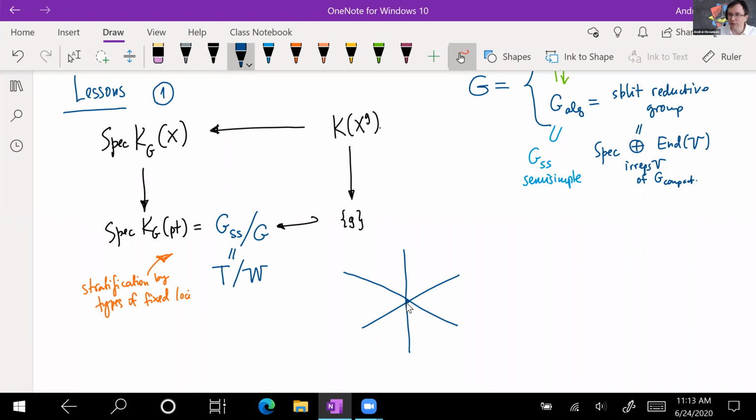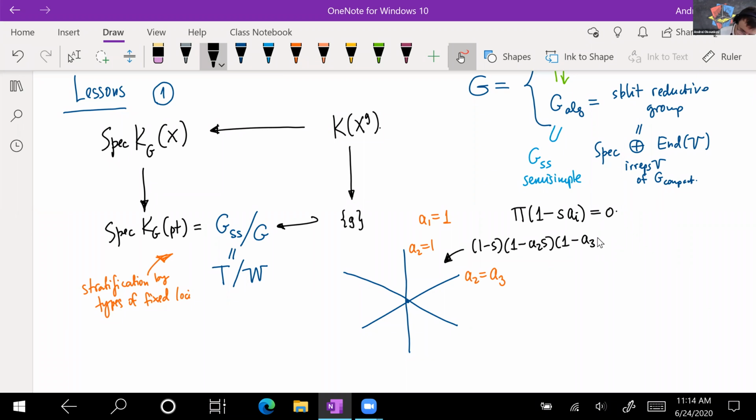It's really asking what is the fixed locus up to conjugation. Let's imagine, let's abbreviate, maybe make A1, B1, and so then here is my A2 equals 1, here's A2 equals 3, sorry, A3. And so then what was my equation? My equation was product of 1 minus S A_i equals 0, right? So over a generic point, this would look like 1 minus S, 1 minus A2 S, and 1 minus A3 S, where all these numbers are different, right? So this defines 3 different points.